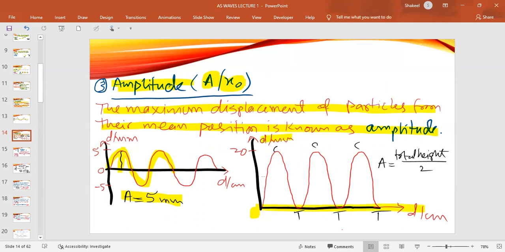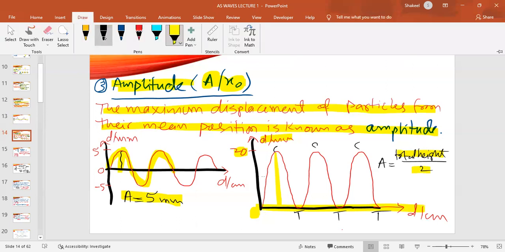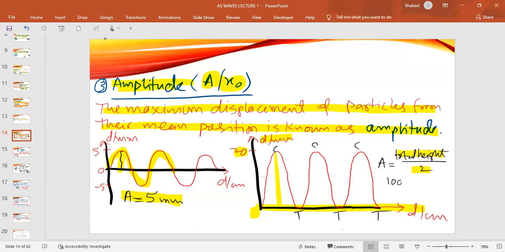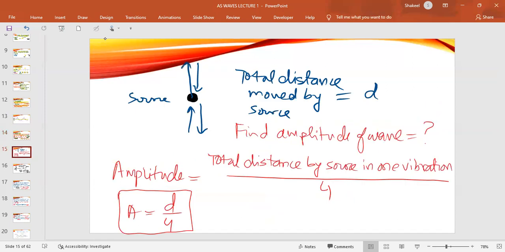So what is the amplitude? The total height of the wave is 20, but you have to divide the total height by 2 to get the amplitude in this case. So the amplitude here is 10 millimeter, because it starts from 0. But in the left diagram it is 5 millimeter because the mean line is at the center.